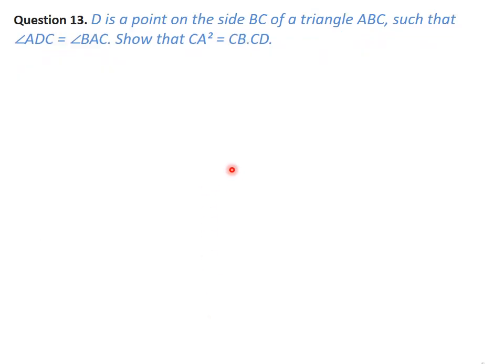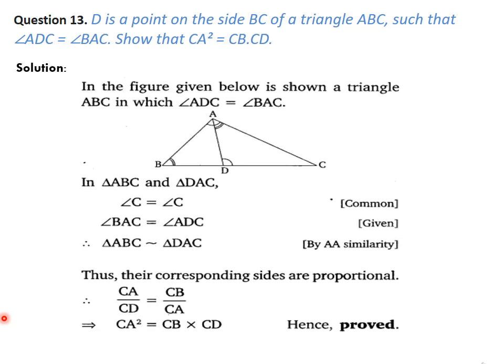Next, question number 13. D is a point on the side BC of a triangle ABC such that angle ADC is equal to angle BAC. Show that CA square is equal to CB into CD. So here's the diagram. We have a triangle ABC and D is a point on the side BC.